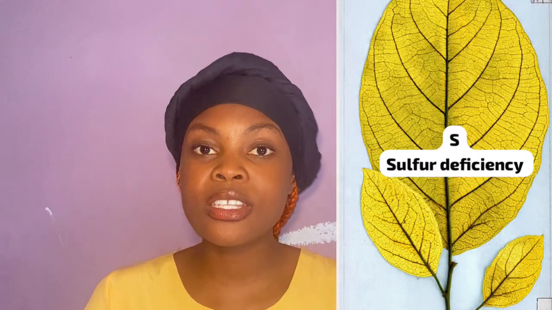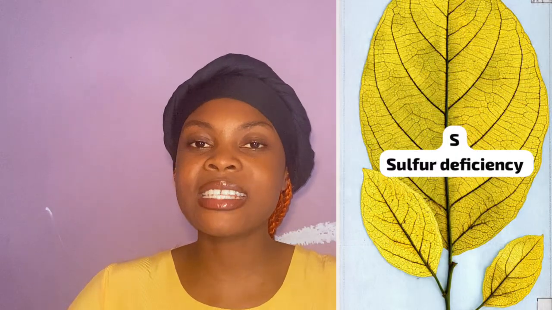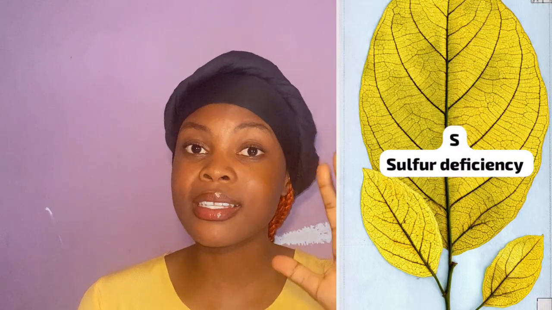Now let's look at sulfur. Sulfur helps in formation of certain proteins in the protoplasm of plant cells. Deficiency of sulfur leads to yellowing of leaves, and the stem becomes very slim and slender. You can see it above.